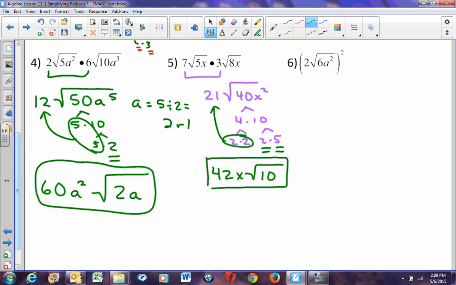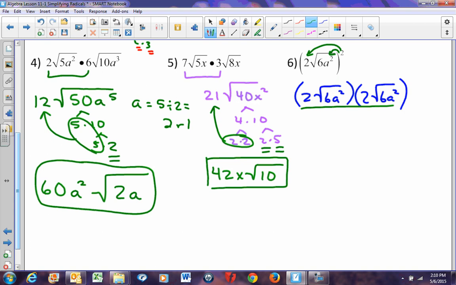Now, when we have 2 square roots of 6a squared quantity squared, this literally means 2 square roots of 6a squared times 2 square roots of 6a squared. Okay. Remember back in chapter 8, we learned that you have to distribute this square root. You can do it this way, which is writing them out, or you can distribute your square root. You should come up with the same answer either way you do it, provided you do it right.